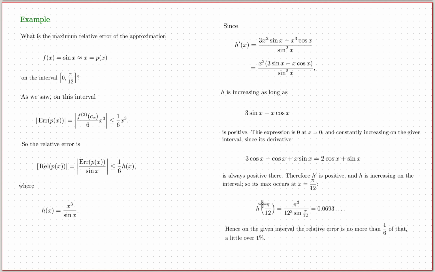So plug pi over 12 into MATLAB to evaluate the function h, and you get, I think I did this correctly, 0.0693. And then remember the relative error was 1/6 of h. So worst case scenario is the relative error is 1/6 of 0.0693, that comes out to be a little over 1%. Okay, that's not bad. On the small interval, 1% relative error. And remember, the error, even the relative error, gets better as you approach 0, right? So not a bad estimate, actually, for narrow intervals like this.